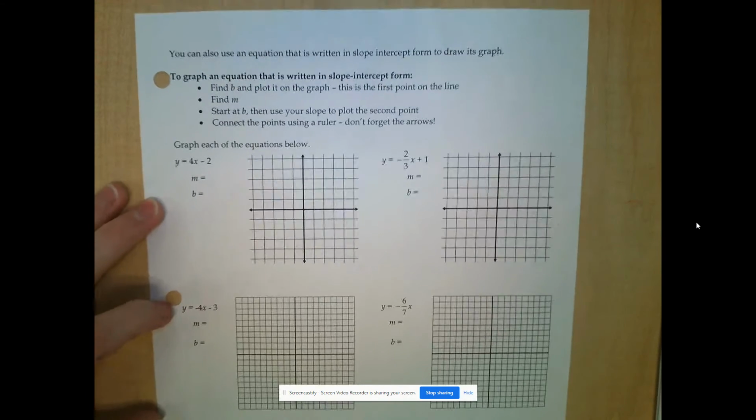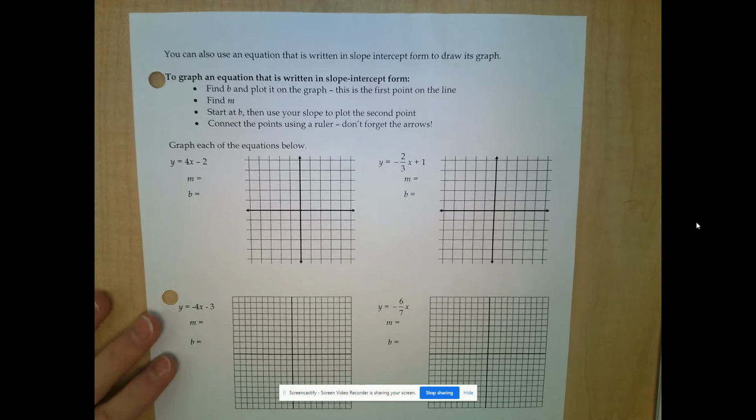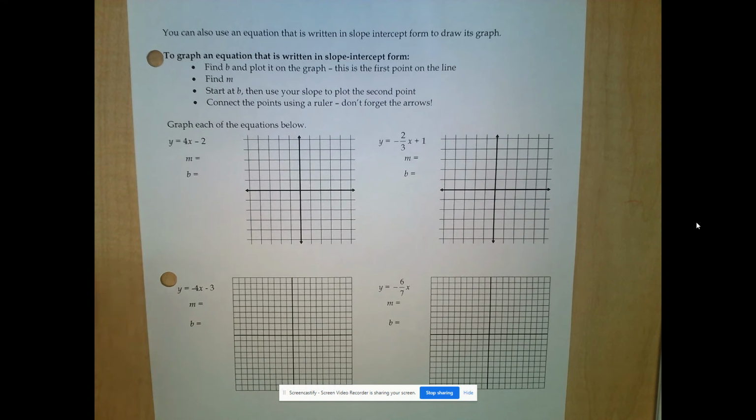You can also use an equation that is written in slope-intercept form to draw the graph. So instead of making a t-chart, which is how we started, we're going to take the pieces that we know about slope and intercept and make it a little bit faster and a little bit easier to graph.